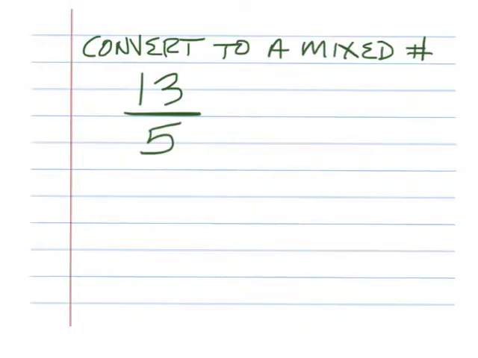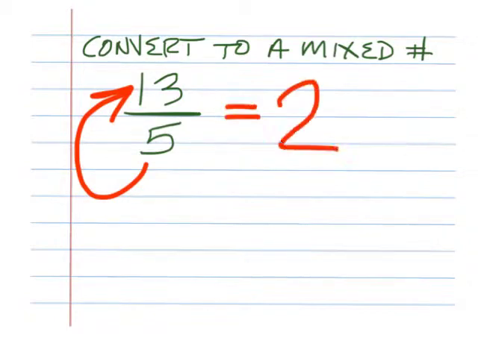Example number 1. Convert to a mixed number. What you have to do is figure out how many times the bottom number will go into the top one without going over. How many times is that? 2. It'll go in twice, but how many will be left over? 3.